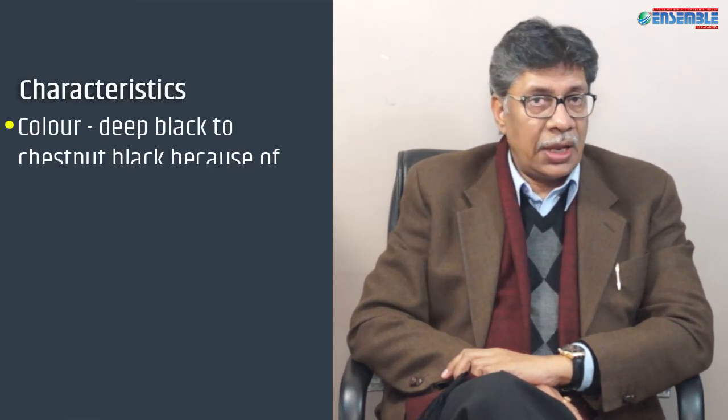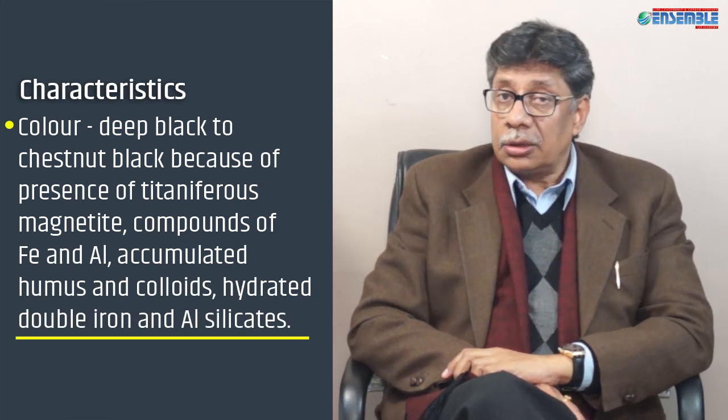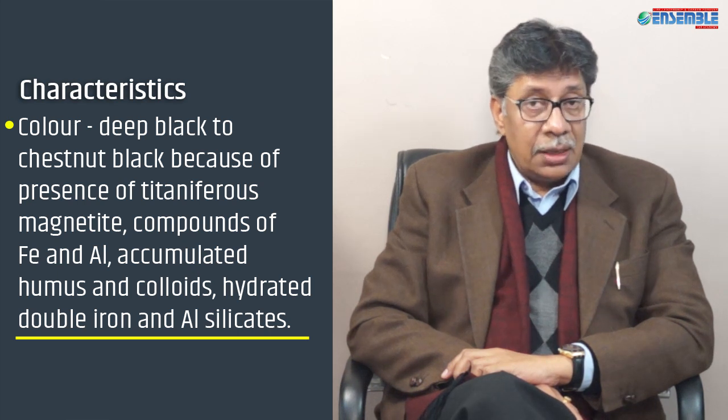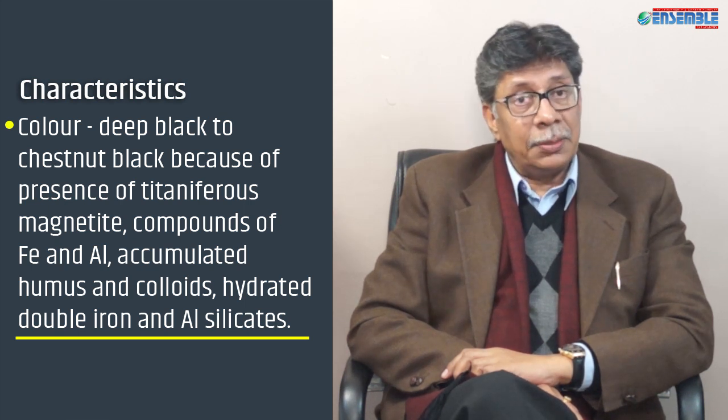Now all these regions in some way or the other have a basaltic component of rocks. The general characteristic is that these soils have a deep black to chestnut black color because of the presence of titaniferous magnetite and compounds of iron and aluminium, which also comprise accumulated humus and colloids, hydrated double iron and aluminium silicates. Now, it may sound technical, but you must assume that generally they are rich in terms of iron and magnesium.